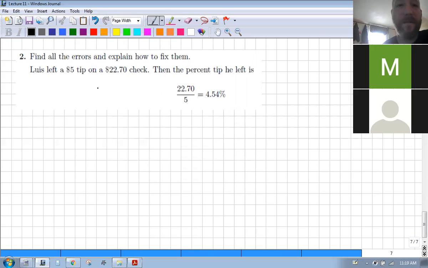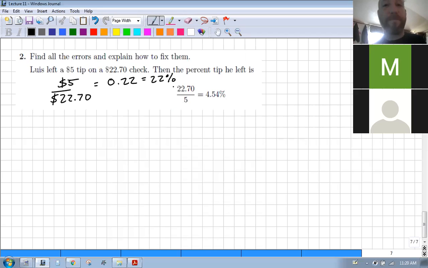Yeah, that's not right. We would want to have 5 out of 22.70, right? They just did it upside down. If we did that, my calculator. 5 divided by 22.7. This is 0.22 approximately, which is 22%, not 4.54%.